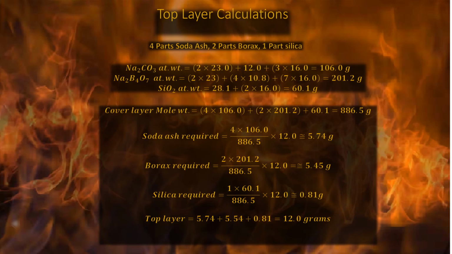As 12 grams of this mixture is required, 4 parts of soda ash calculates out to 5.74 grams. 1 part equals 1 mole, which equals 106 grams. Borax equals 5.54 and silica 0.81 grams. Adding them up verifies the required amount of 12.0 grams of material.